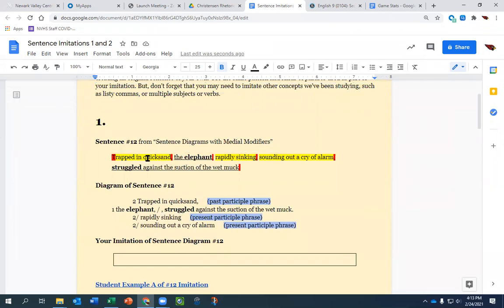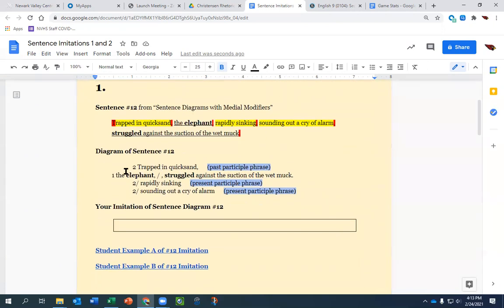It's the sentence about the elephant trapped in quicksand. The elephant, rapidly sinking, sounding out a cry of alarm, struggled against the suction of the wet muck. It's a 2-1 2/2/ according to the diagram. The pattern is a 2-1 2/2/2/. There's a past participle phrase in the initial position and present participle phrases in the medial position. So there's 3 free modifiers. We have to imitate a past participle phrase and 2 present participle phrases.